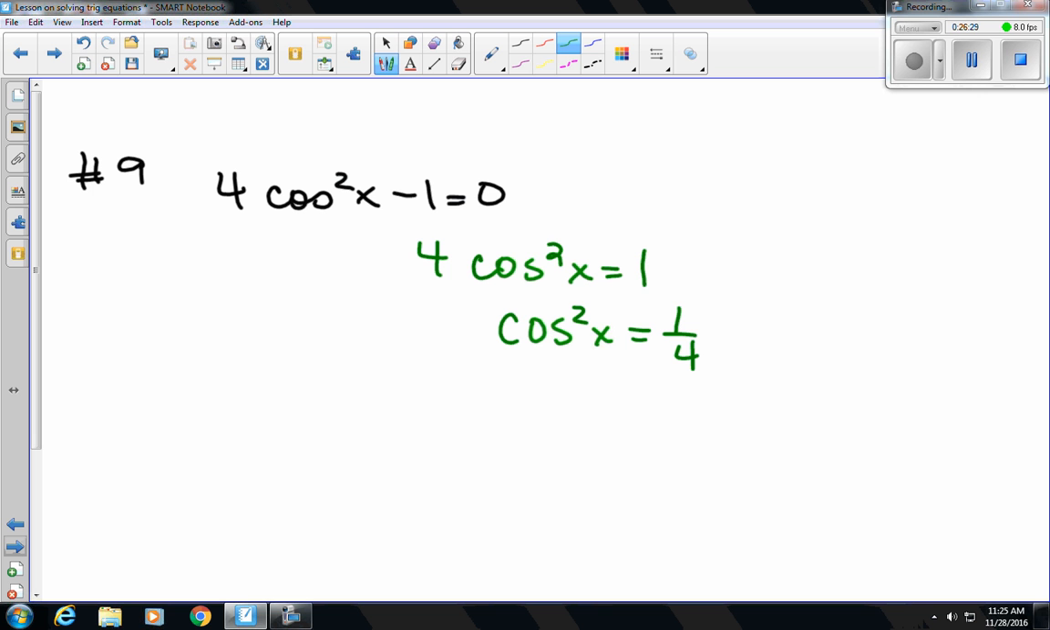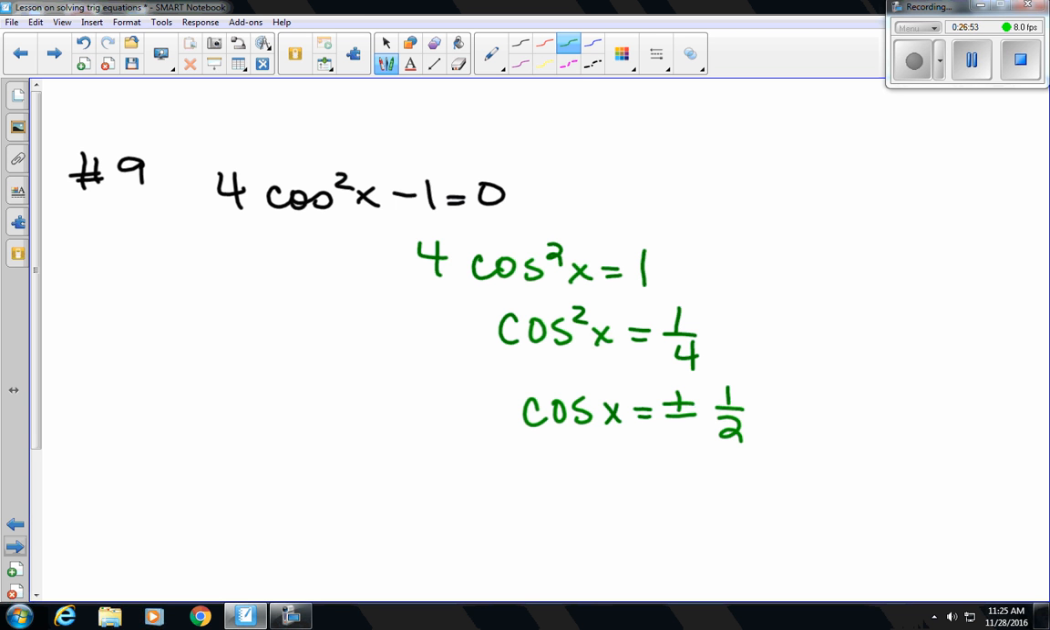Square root of both sides. All right, and what do I have to remember when I do that? Plus or minus what? 1 over 2. 1 over the square root of 4, which is 2. So it's just plus or minus 1/2. Okay, again, cosine 1/2. Where am I? You got it, all 4 quadrants.